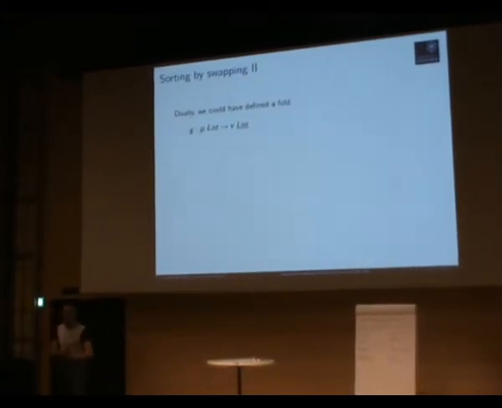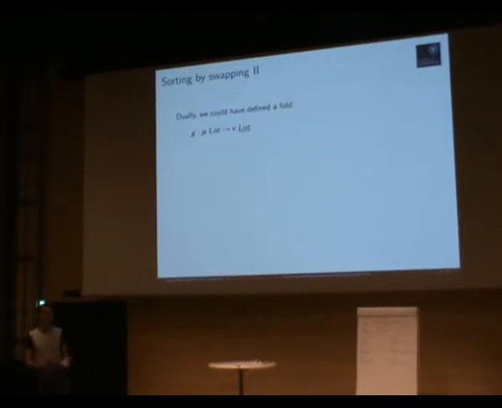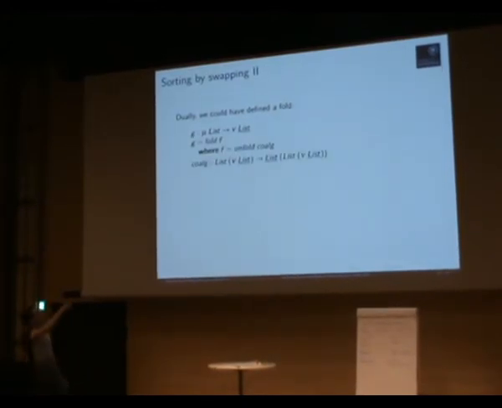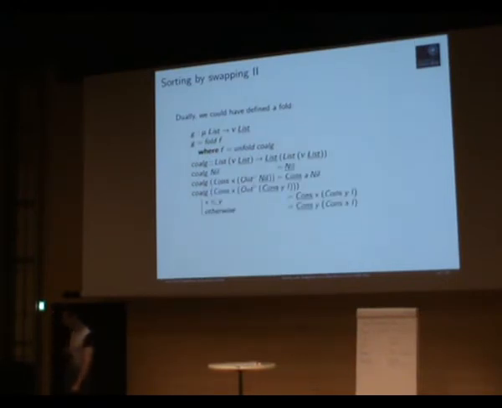Dually, we could have seen this sort function, which we now know is called G, as a fold because it's consuming an initial least fixed point. Then inside the fold is going to be an unfold of some coalgebra, and this is its type. How can we define a function of this type? Well, again, nil goes to nil, single element goes to single element, and in case you have two elements, it's again the same thing. You have to compare them, and if they're already in the right order, you leave them be, and if not, you flip them around.